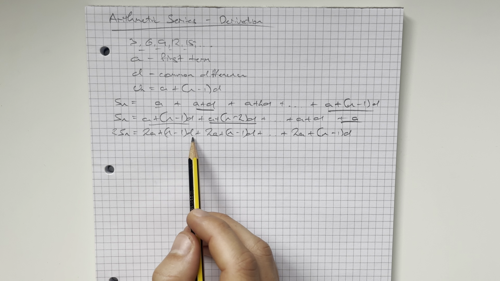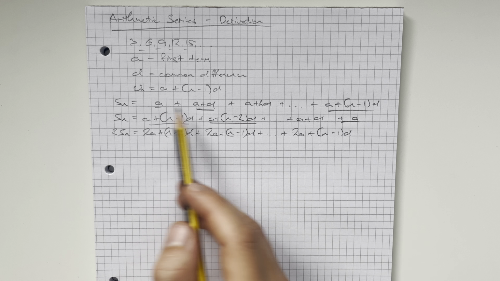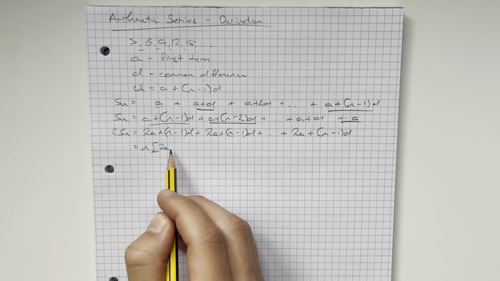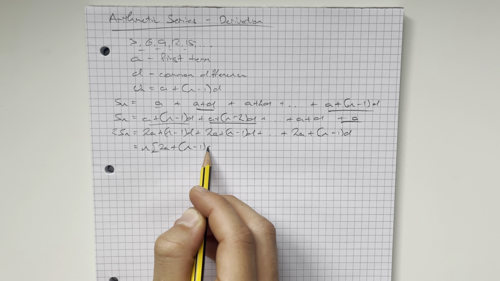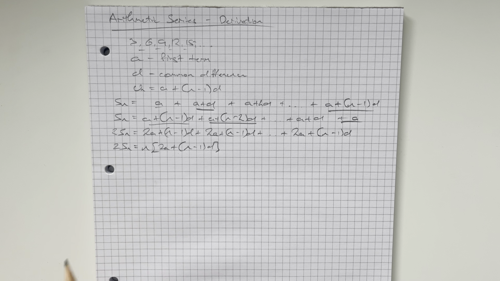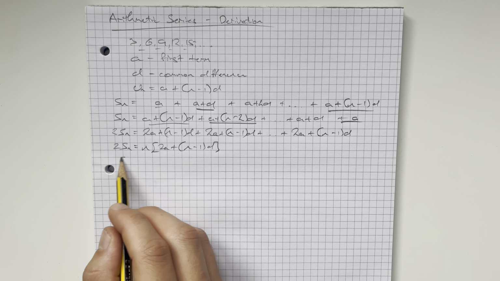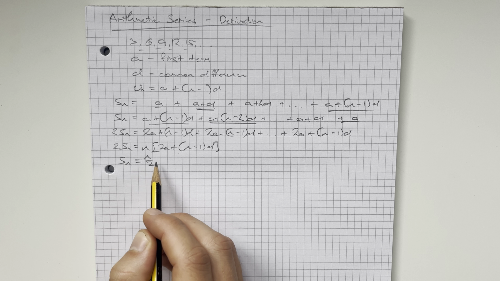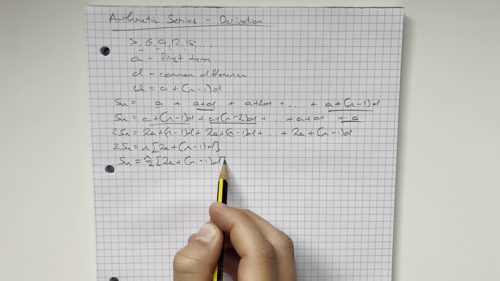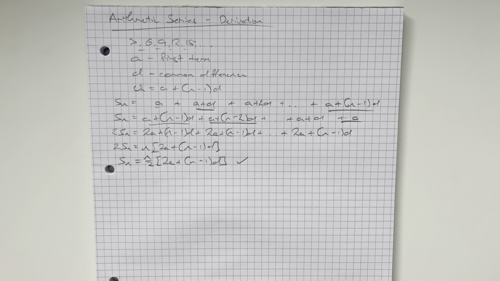And we'll notice that all of these terms are identical, and there's n of them, so we can factorise the n out the front. And so we have n lots of (2a plus (n minus 1) lots of d). And we still have the 2Sn on the left-hand side. And next step then, we're just going to divide by 2. So we have Sn is equal to n over 2, lots of 2a plus (n minus 1) lots of d. And that's it. That's the formula. Beautiful.